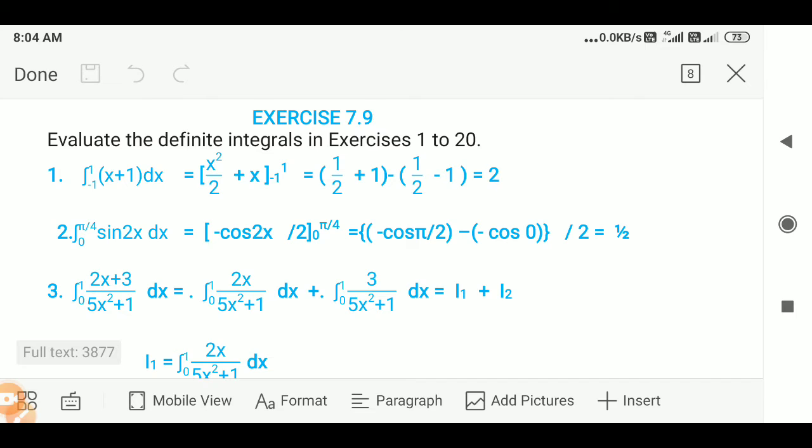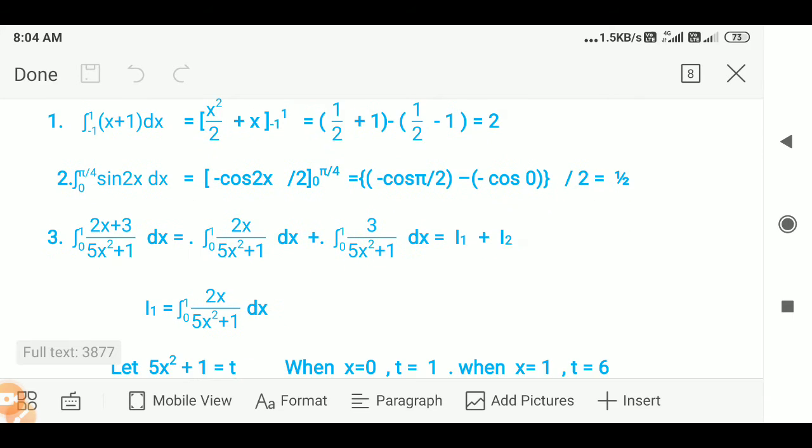So put the value 1 in place of x first, and after it you write minus and put the value of x as -1, and then subtract these two. We get the value 2. This is the value of the integral. It is called a definite integral because its result is always the same constant.